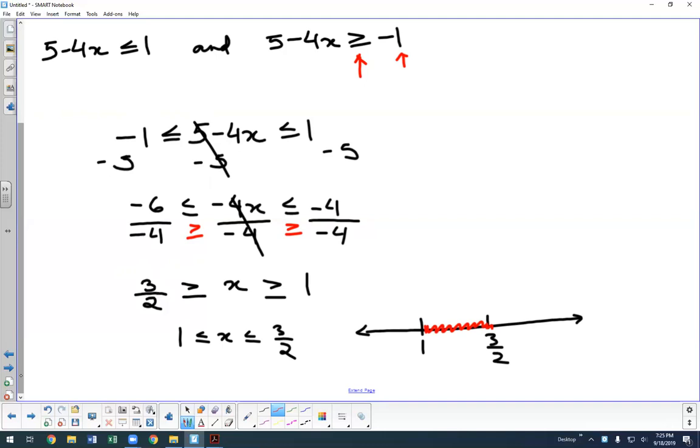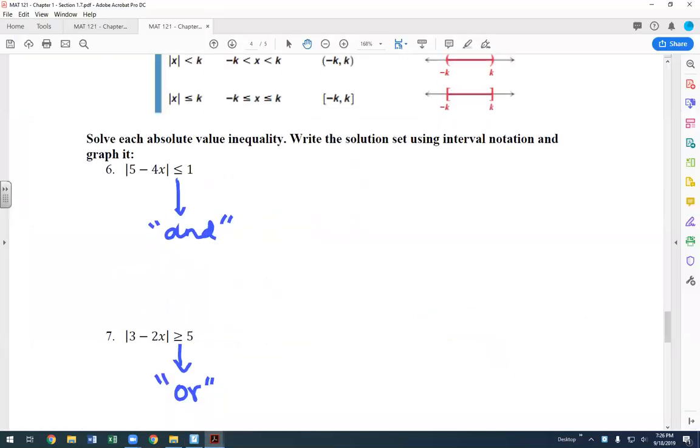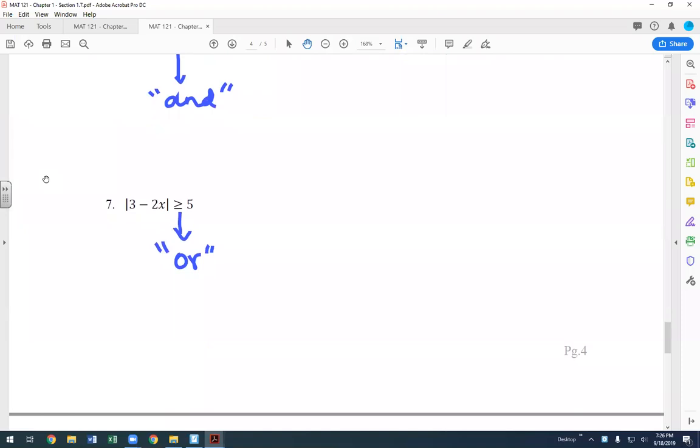What symbols would I put on my endpoints? Brackets. Alrighty, which means your interval notation will go from 1 to 3/2. And we're only doing brackets because up there it says greater than or equal to, on both sides. Both sides, yeah. And that can happen even with this guy here, that greater than or equal to will stay throughout the problem.